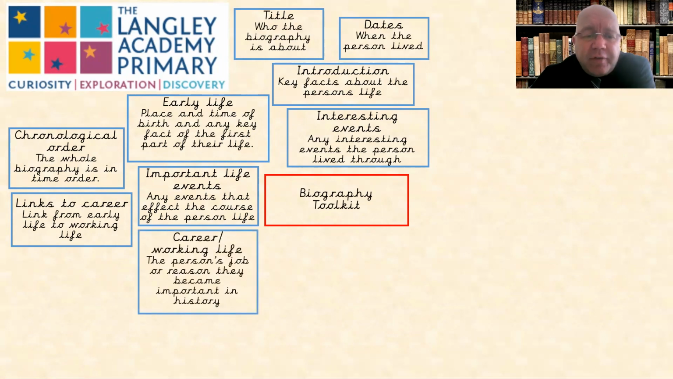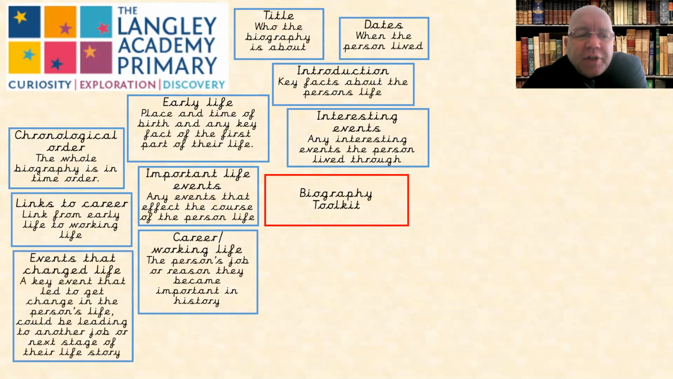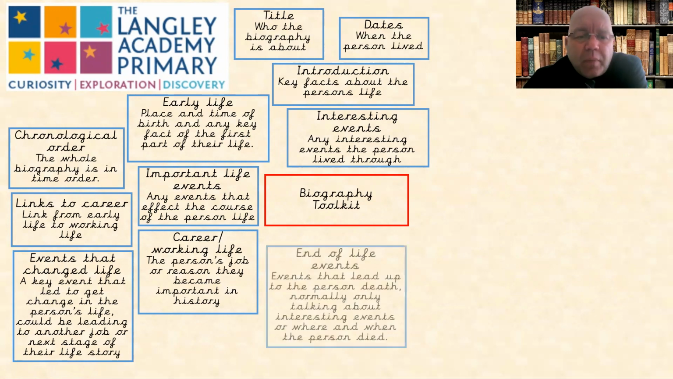So the working life. What did they do? Was it what they became famous for? Or did they have a job on the side whilst they were doing whatever it was that made them famous? Events that changed their life. Okay, so at any stage during their life, anything that changed its direction, made them more recognized, made them change their ideas as regards the work they did, whatever it is.